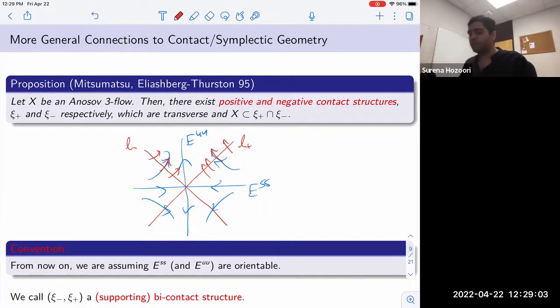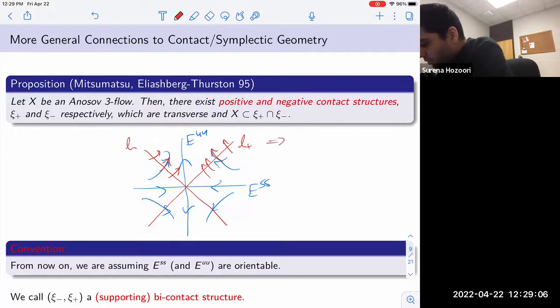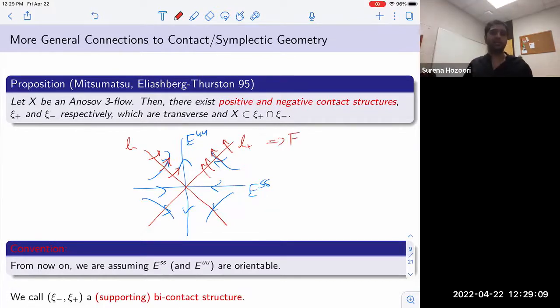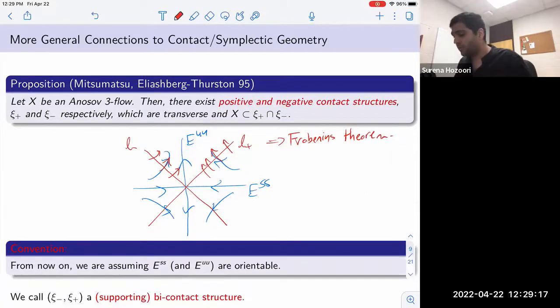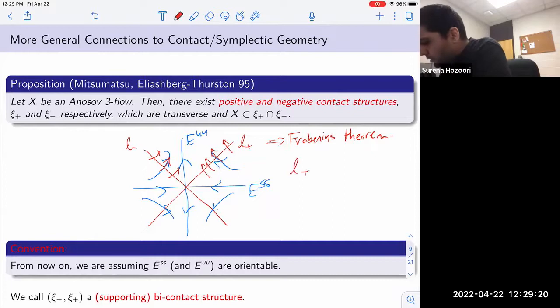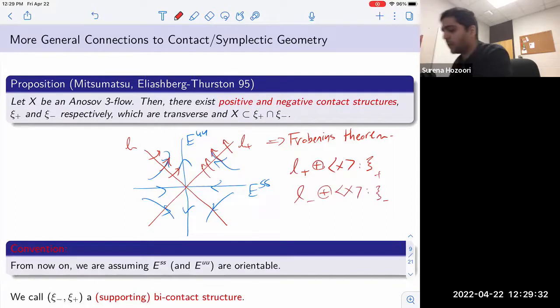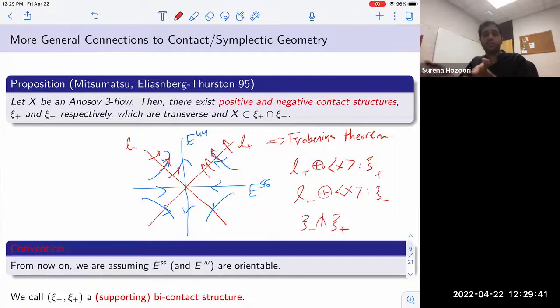And the rotation that you see is basically the same rotation that you see in the definition of contact structures via the Frobenius theorem, which means basically that L plus, if you add it to the direction of the flow, would be a positive contact structure. And if you look at L minus and add the direction of the flow, that would give you a negative contact structure. And obviously by construction, these two contact structures are also transverse. Their intersection is in fact the direction of the flow.